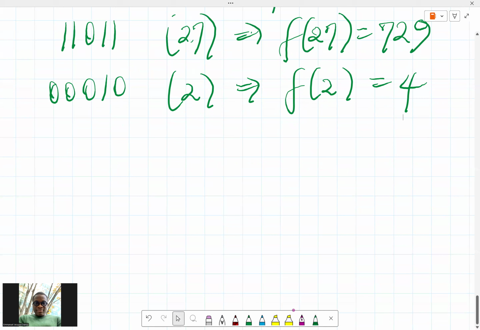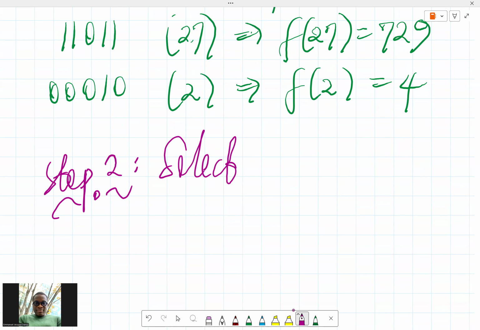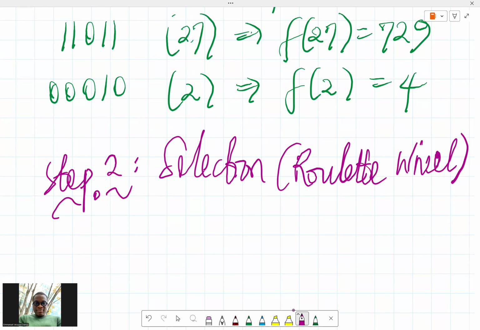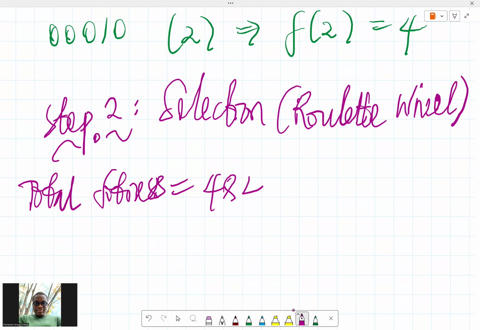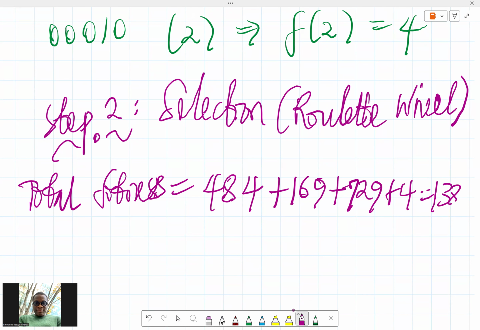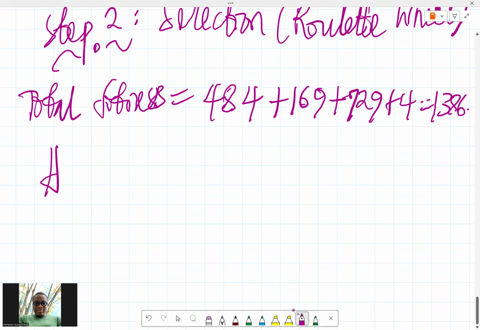Okay, so the next step now is the selection step, step 2. So we want to see the best performance up there. So we have a selection, and with that, we roll a roulette wheel for selection, more like a raffle draw, so to speak. So from here now, we get total fitness. So we get total fitness to be equal to 484 plus 169 plus 729 plus 4, and all of that is equal to 1386.